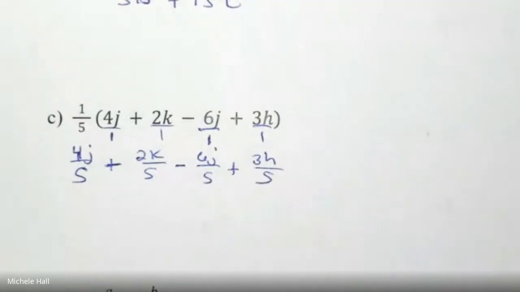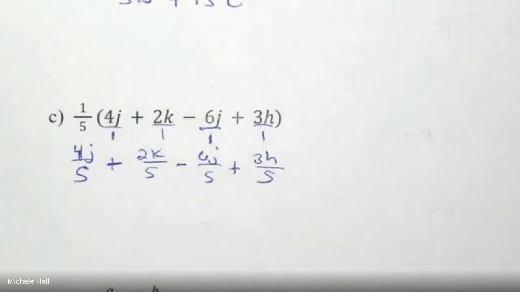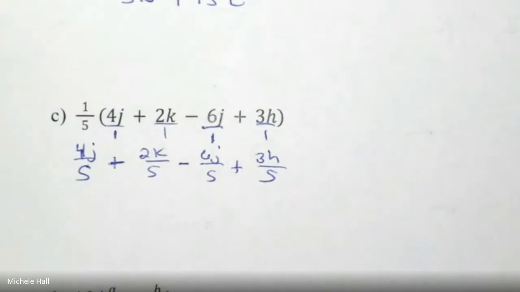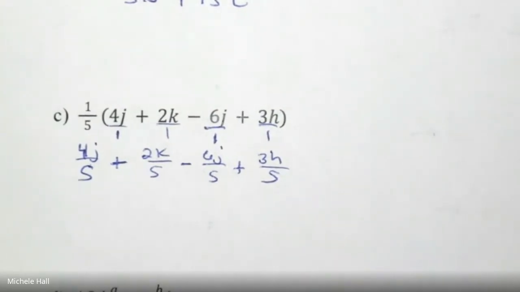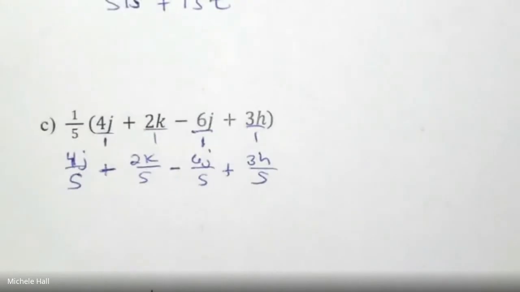The only thing you have left to check is one thing. What do I need to check before I say I'm done? 2 things. What do I need to check? Combining terms. Do we have any terms that we can combine together? What do we have?